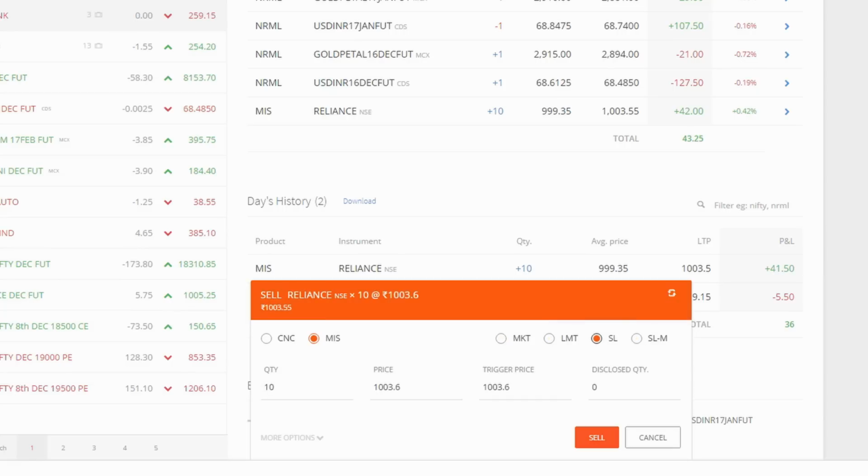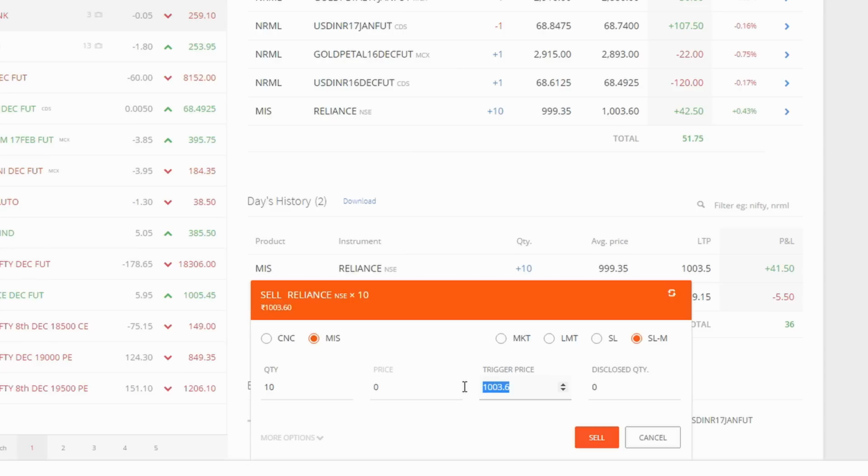If you choose SL, you have to enter a trigger price and a limit price. As soon as the trigger price is breached, the order is sent to the exchange as a limit order. If I choose SLM, I have to enter only a trigger price. As soon as the trigger is breached, the order is sent to the exchange as a market order. Your chances of execution are much higher with an SLM order as opposed to an SL order.